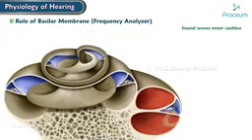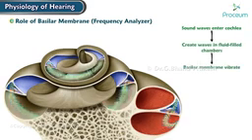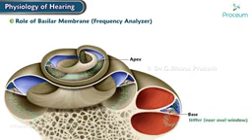When sound waves enter the cochlea, they create waves in the fluid-filled chambers that cause the basilar membrane to vibrate. The basilar membrane is stiffer at the base of the cochlea, near the oval window, and becomes thinner and more flexible towards the apex of the cochlea.